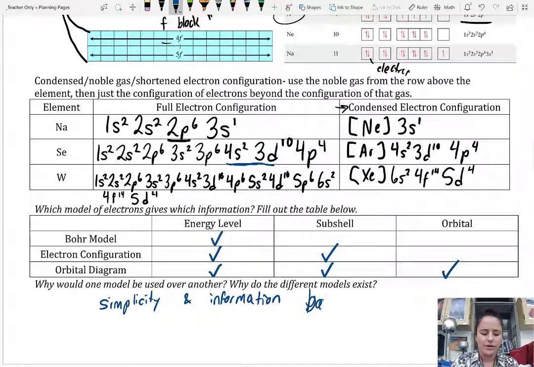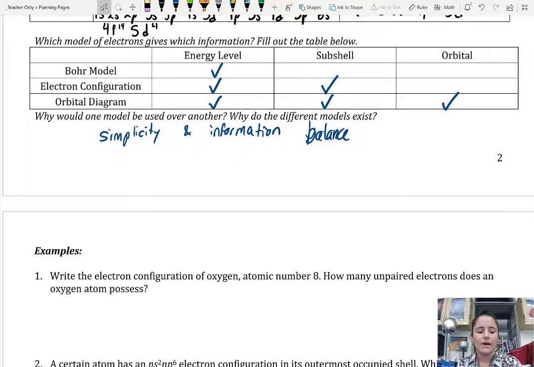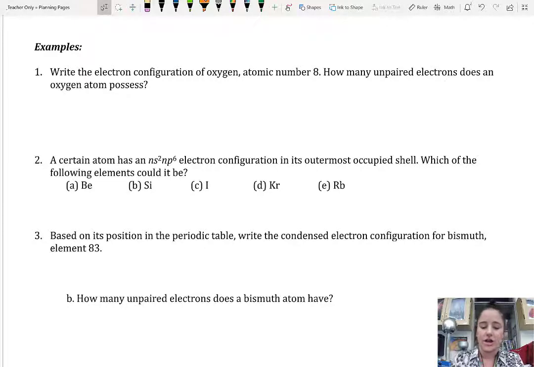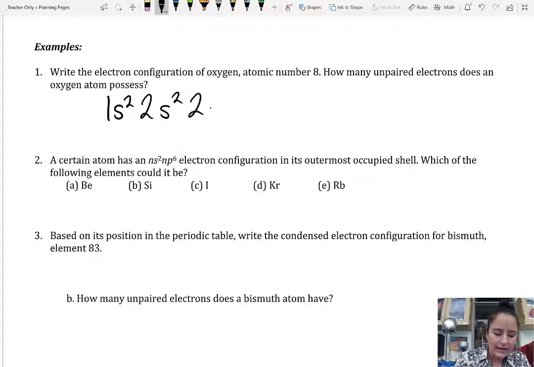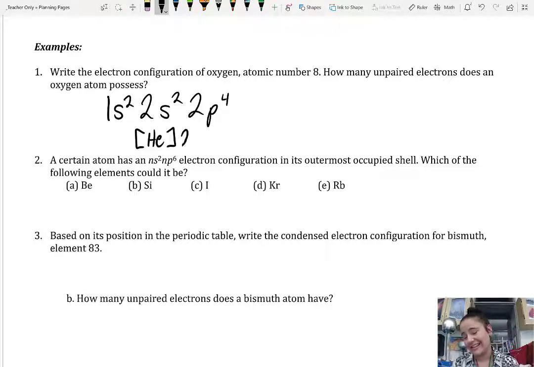Okay, so now let's go ahead and do some practice problems. Write the electron configuration of oxygen, atomic number 8. So you're going to go to your periodic table. You're going to find oxygen. And you can see it's 1s2, 2s2, 2p, 1, 2, 3, 4. Okay, 1s2, 2s2, 2p4. Or we could have written helium, 2s2, 2p4. When it's just helium, it doesn't make that much sense, doesn't shorten your notation at all.